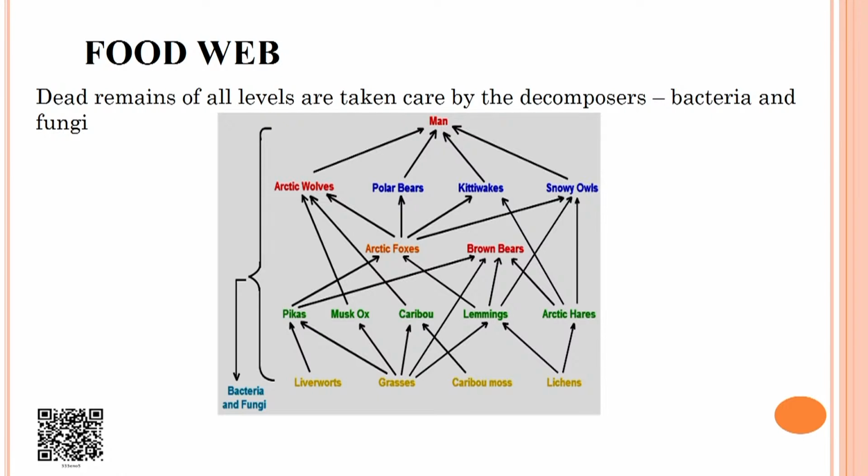So in the food web, the dead remains of all levels are taken care of by the decomposer, we all know, and bacteria and fungi are included in the decomposer category. So next we will talk about energy flow. This is another function of ecosystem. Flow of energy in ecosystem is always linear or one way.